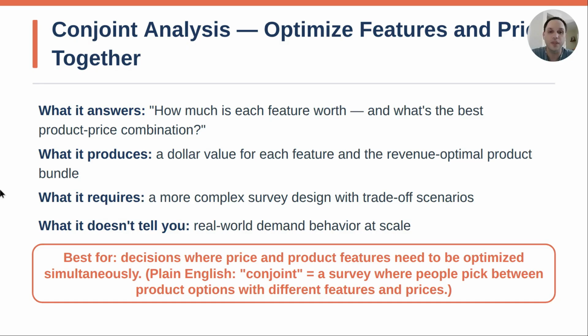bundle is. What it requires: a more complex survey design and a larger sample than either Van Westendorp or Gabor-Granger. What it doesn't tell you: how the winning bundle will actually perform in the market. Use Conjoint when you're making both product design and pricing decisions at the same time, and you need to understand the trade-offs.